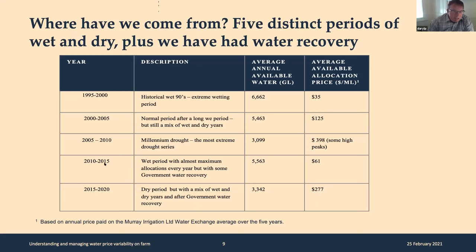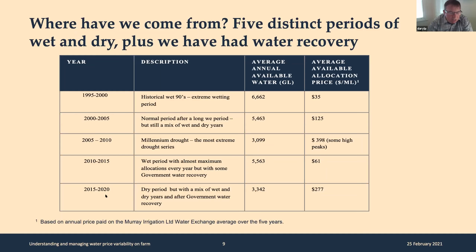Then we went into 2010 to 2015. We actually had quite a wet period. We had 4 years in a row where we had 100% allocation on just about every entitlement type in the whole of the Southern Connected Basin. So a lot of water. But we were starting to see some of the government water recovery through the plan. So again, a reasonable amount of water, and we see a softening in the price.